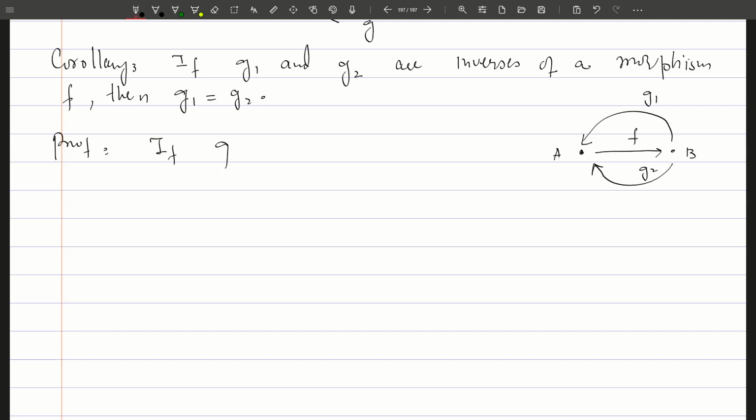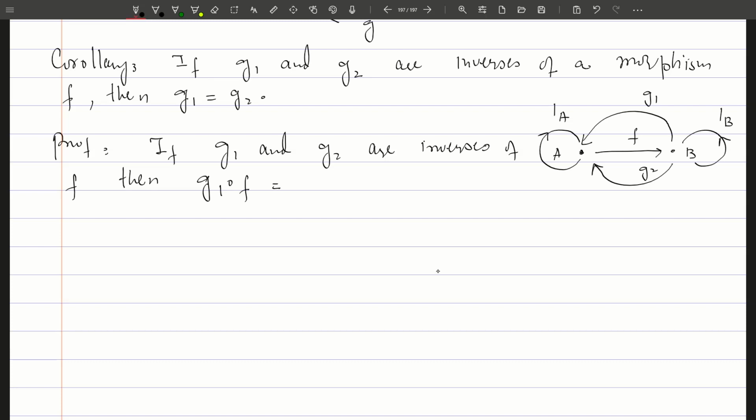So if G1 and G2 are inverses of F, then note here we have from A to A the identity on A, and from B to B we have the identity on B. Now G1 and G2 being inverses of F, we have G1 composite F, which will be the identity morphism on A, and F composite with G2 is the identity morphism on B. So now using the above result, we can directly see that G1 and G2 are equal.